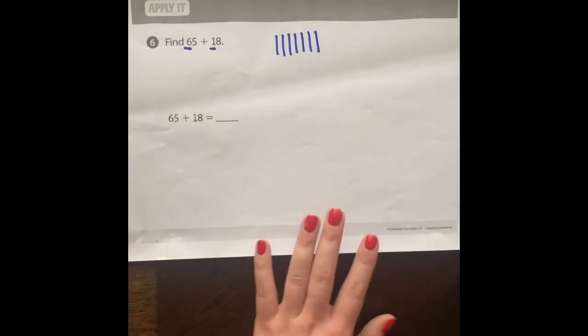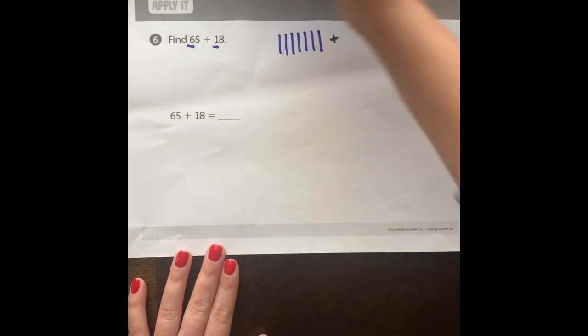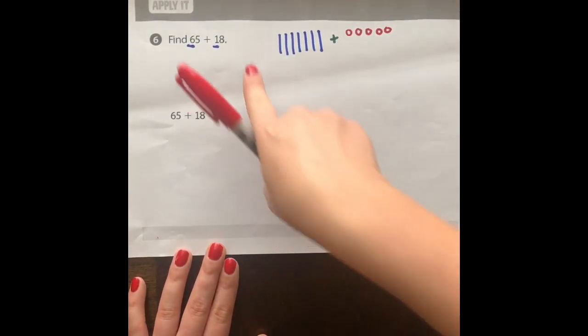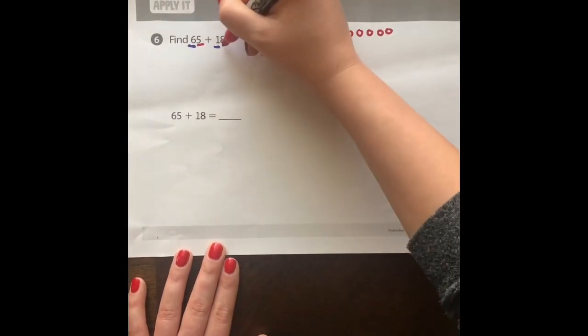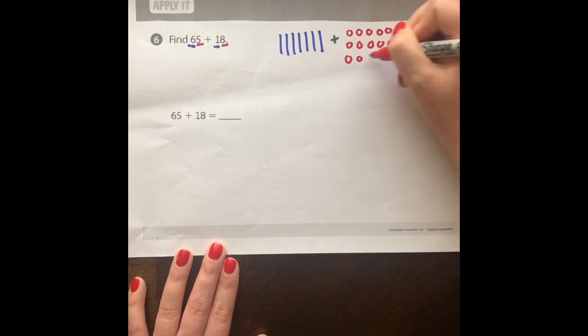And now let's add our ones together. I'm going to use a different color so it's easier for you to see the difference between the tens and the ones. So we have 5 ones here. Let's add those. 1, 2, 3, 4, 5. And we have 8 ones here. Let me add those. 1, 2, 3, 4, 5, 6, 7, 8.